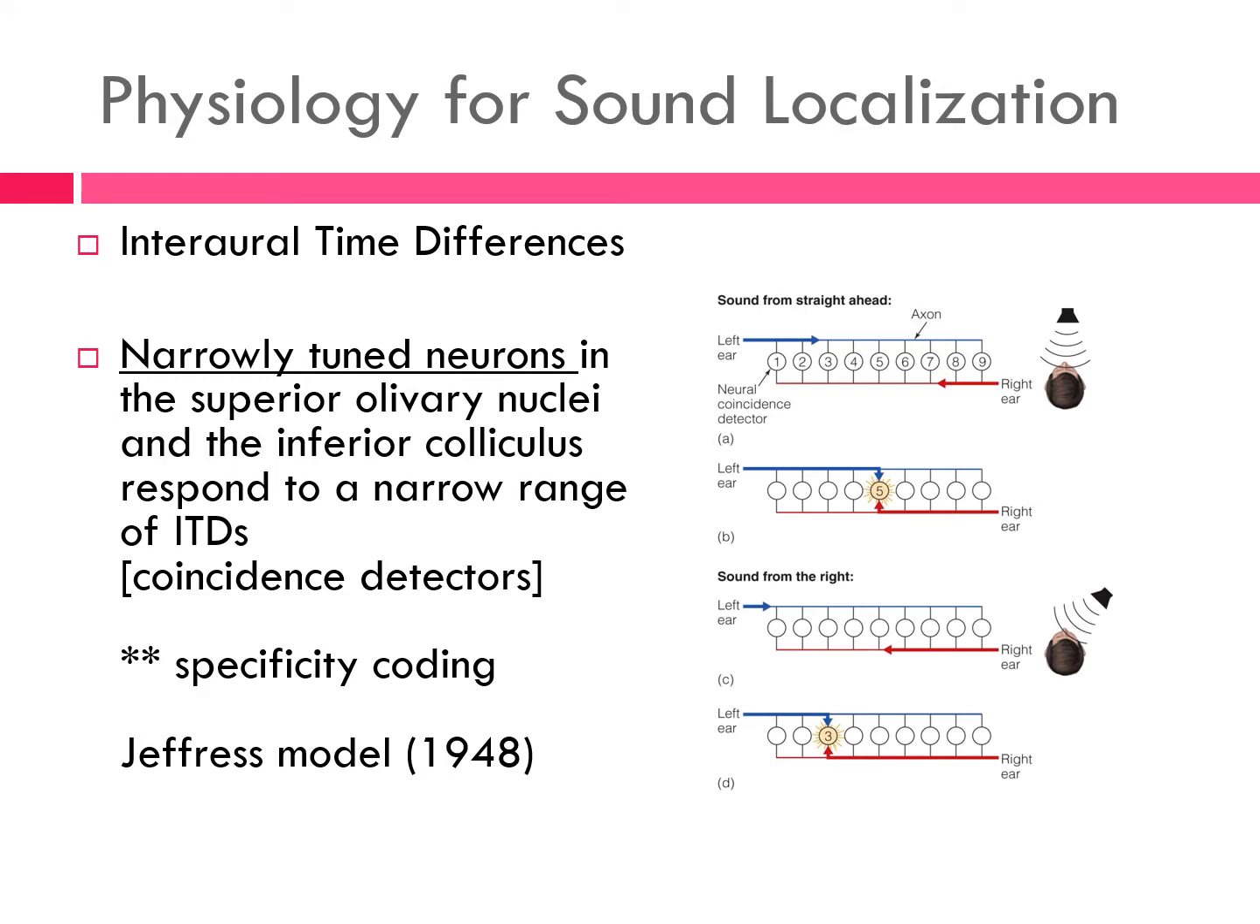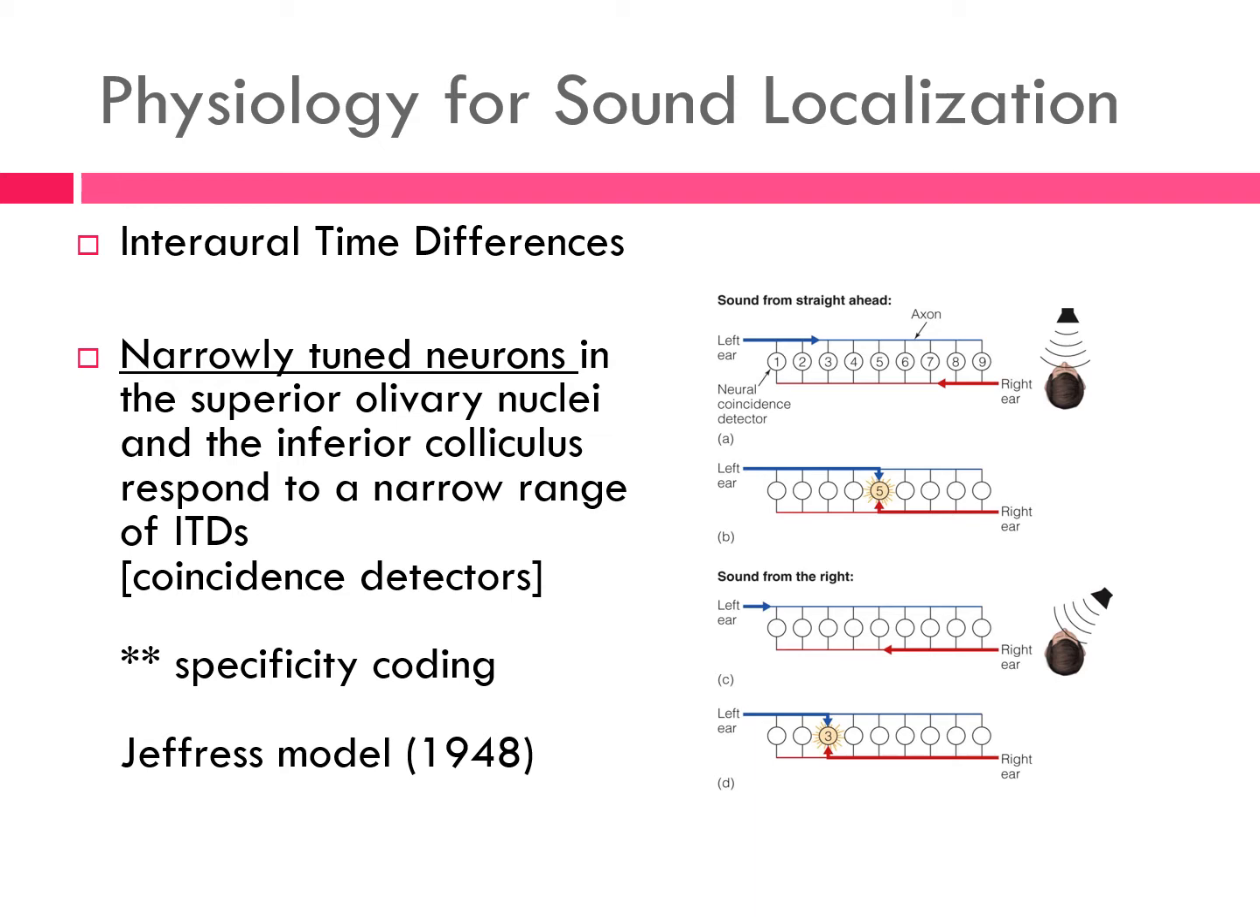So we've talked about the cues that we use for localizing where sounds are coming from. Now I'm going to go into some of the physiology of where in the brain, and potentially how the brain, is calculating or using those cues in order to figure out where sounds are coming from. I'm going to talk for a little while about interaural time differences, which I know a bit more about than interaural level differences.